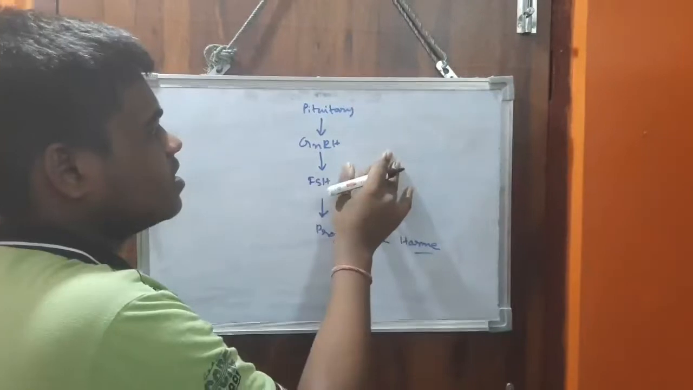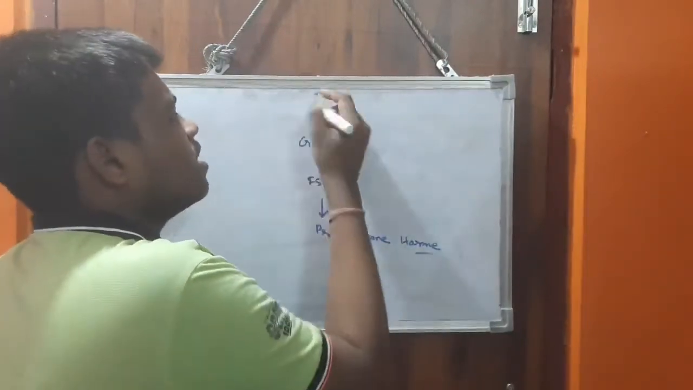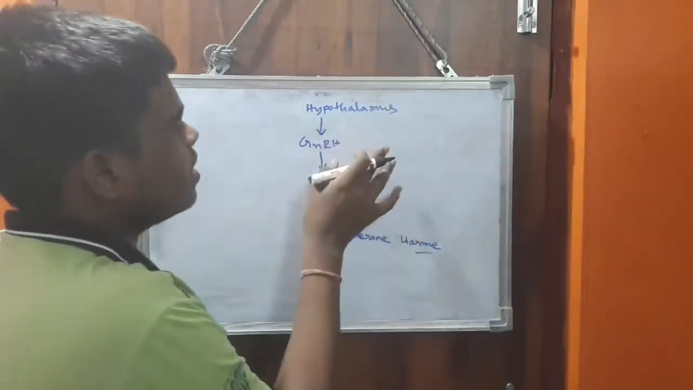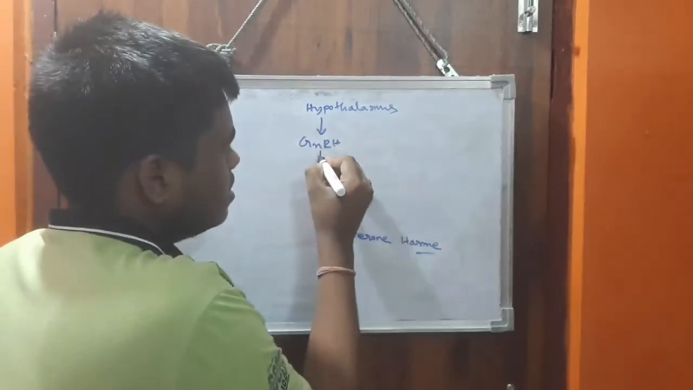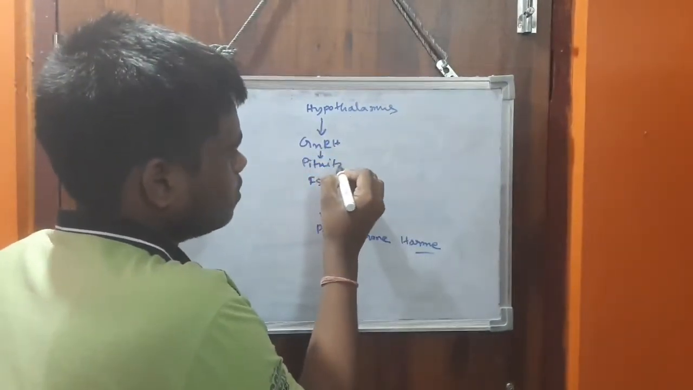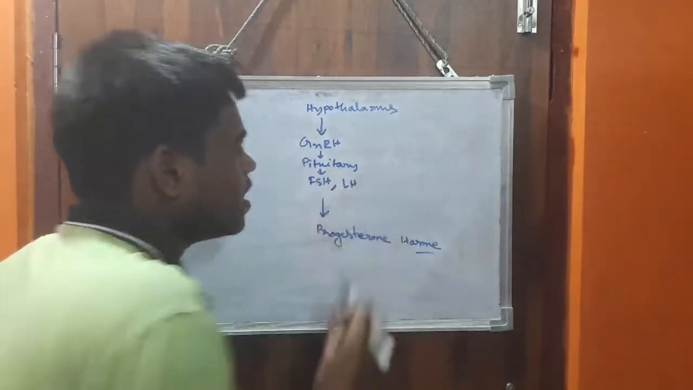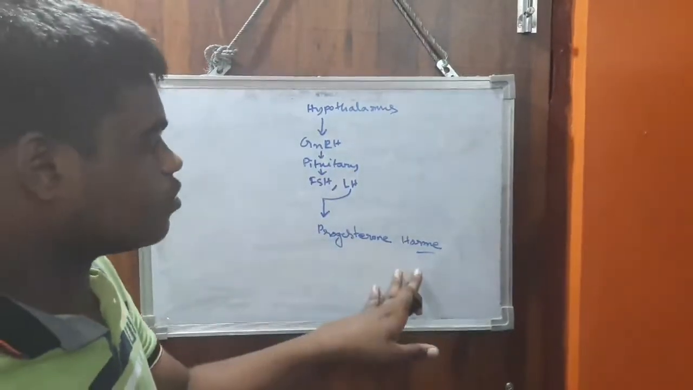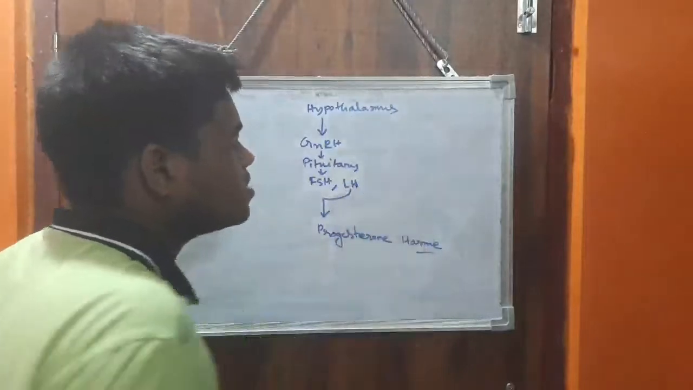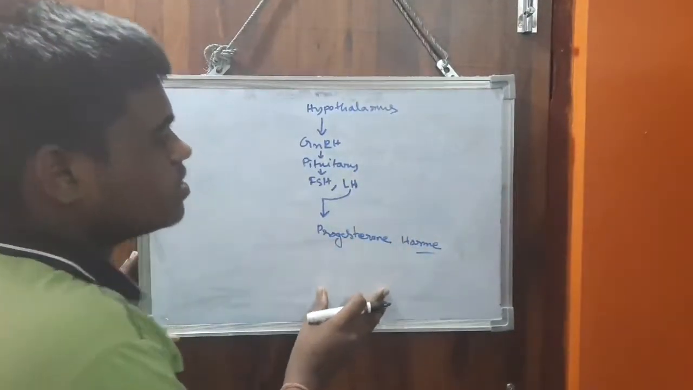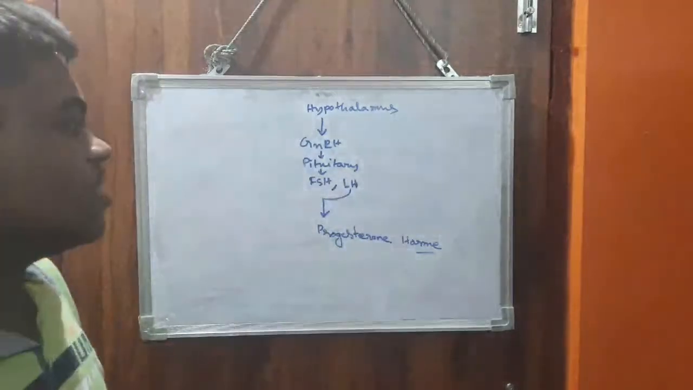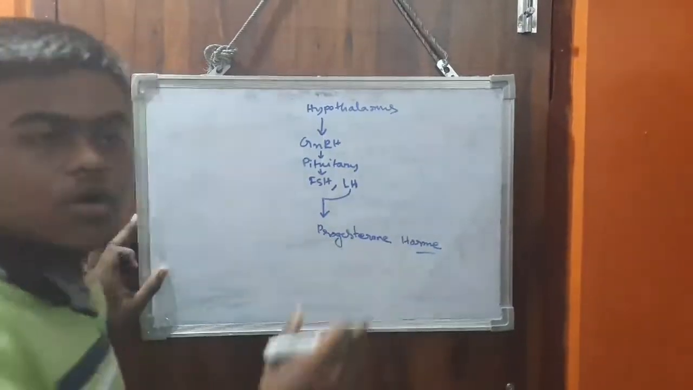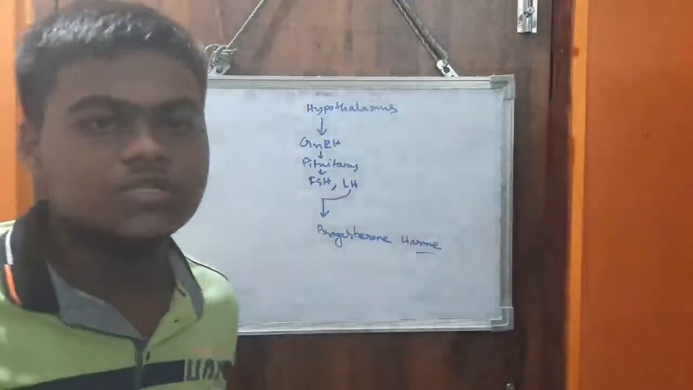We can write hypothalamus too. The hypothalamus secretes GnRH, which comes to the pituitary, and the pituitary secretes follicle stimulating hormone and luteinizing hormone. Luteinizing hormone is very important for the secretion of progesterone hormone, because the corpus luteum forms due to the secretion of luteinizing hormone. So luteinizing hormone is important for the secretion of progesterone hormone. This is the flow chart of secretion of progesterone hormone.